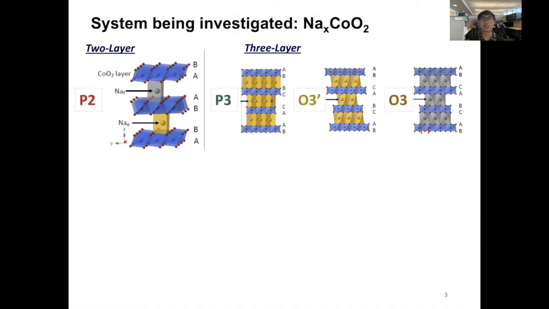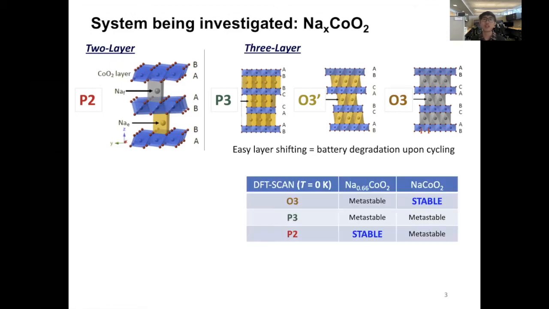Electrochemical properties such as sodium mobility and cycle stability are highly dependent on the structure of the layered phases. For example, P2 phases usually have excellent sodium ion conductivity, therefore good rate capability. The three-layer phases can easily transform into each other through layer shifting, which may lead to multi-phase transformation and battery degradation during cycling. The thermodynamic stability of different layered phases varies with sodium content.